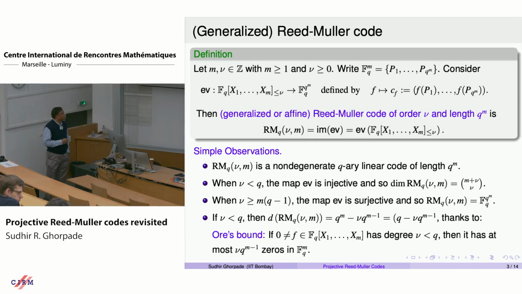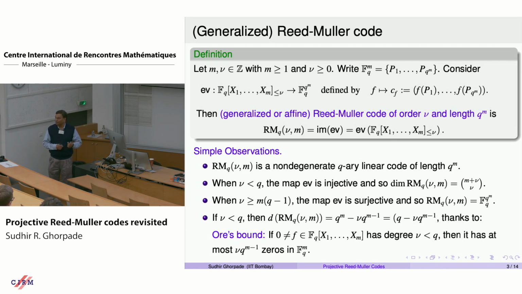So what about, there is a small typo. What about the minimum distance? The minimum distance, at least when ν is less than q, is not difficult to calculate, because what would the weight of such a codeword be? It just would be q to the power m minus the number of zeros of f. So it amounts to asking, what is the maximum number of zeros that a polynomial of degree ν can have in F_q to the power m?